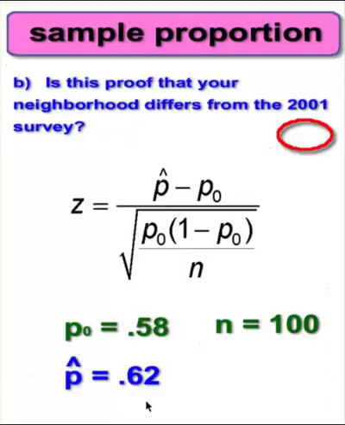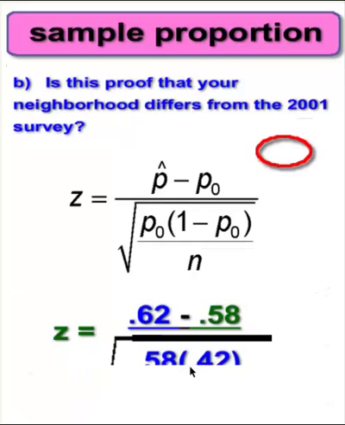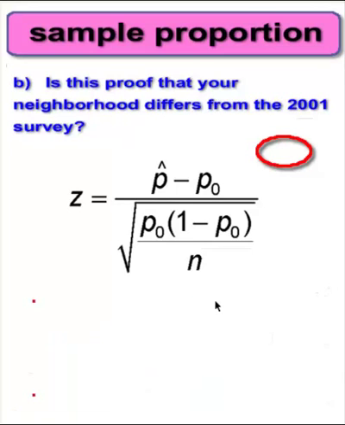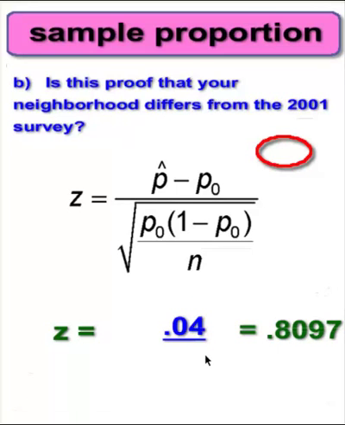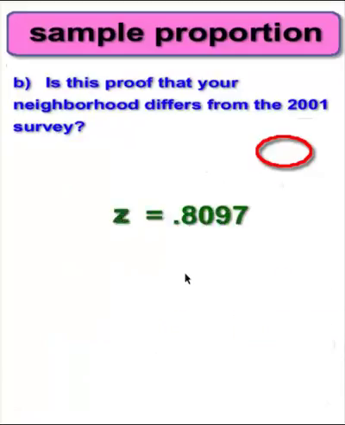All right, remember these values from before, so we're going to plug them in and do the math. The numerator is going to be 0.04 and the denominator is going to be 0.0494. You're going to divide that. You're going to get a z-score of 0.8097, but as you recall, you only need to take a z-score out to 2 decimal points because that's the way the book's set up.